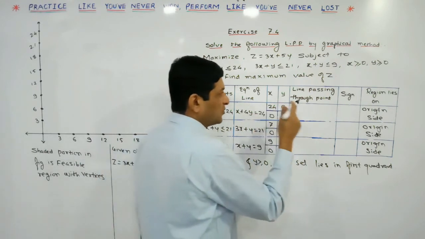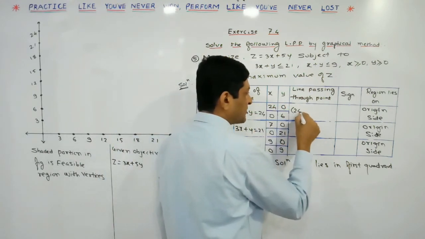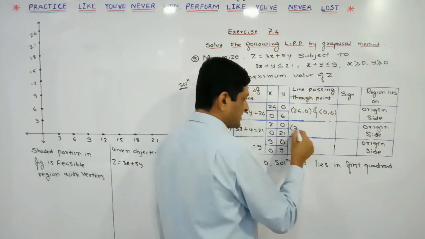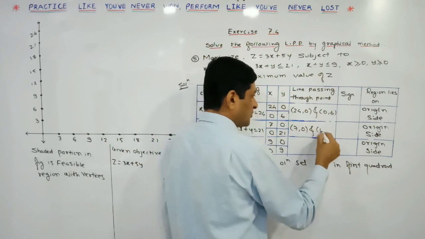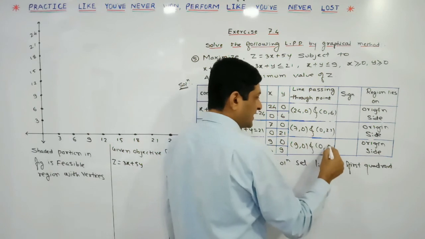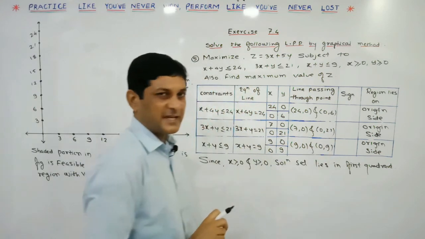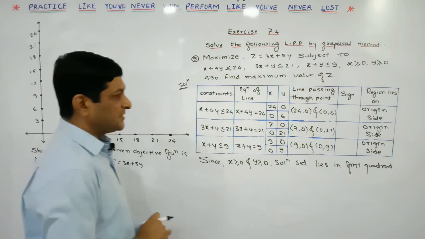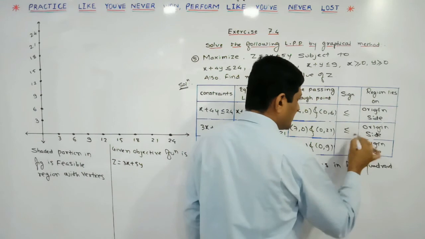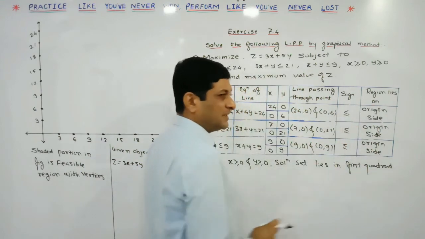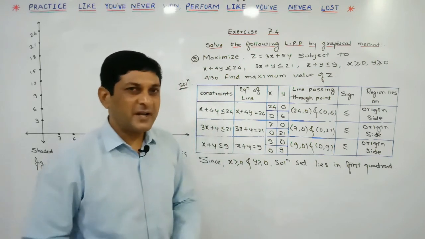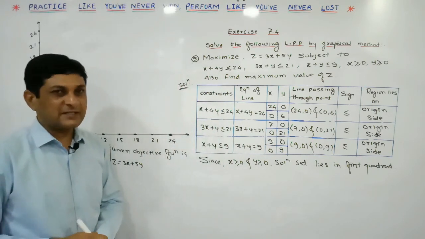So the coordinates of 2 points on the first line are 24, 0 and 0, 6. On the second line are 7, 0 and 0, 21, and lastly 9, 0 and 0, 9 are the coordinates of 2 points on this line. Now for all these constraints, the sign that appears is less than or equal to, which means for all these lines the origin side part will be our solution set. Once the coordinates are known to us, let us construct our lines.